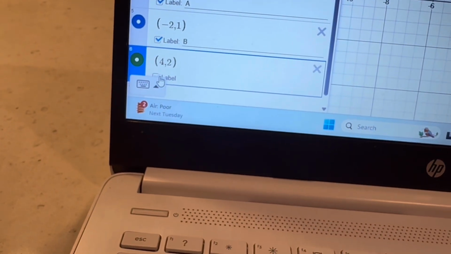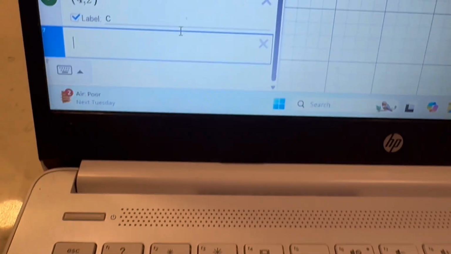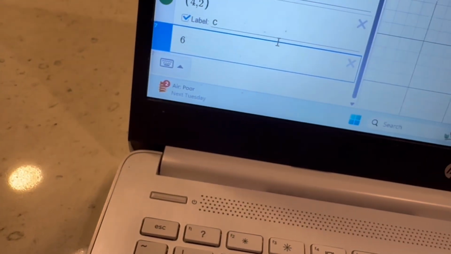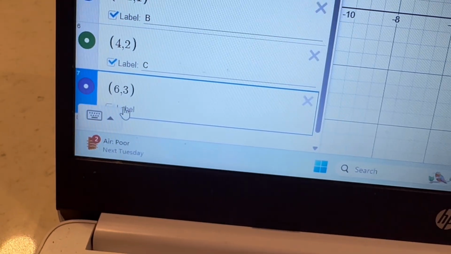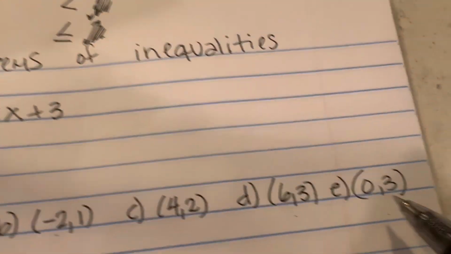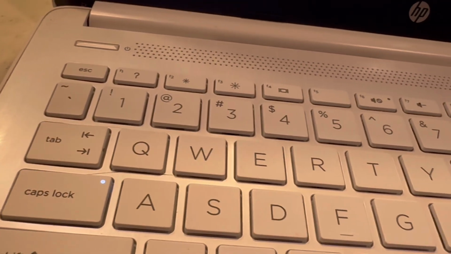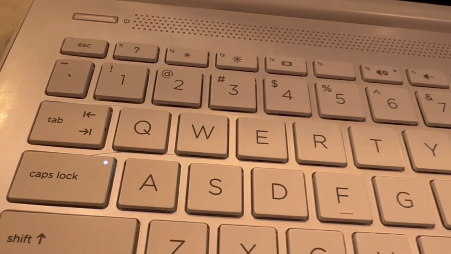4, 2 is C. Gotta put in parentheses. Label that one C. Just keep going. 6, 3, in parentheses. Let's label that one D. As long as you have one parenthesis, you're fine. It'll put the other parenthesis for you. And double check your entries, you guys. Next one, the last one: 0, 3 is E.